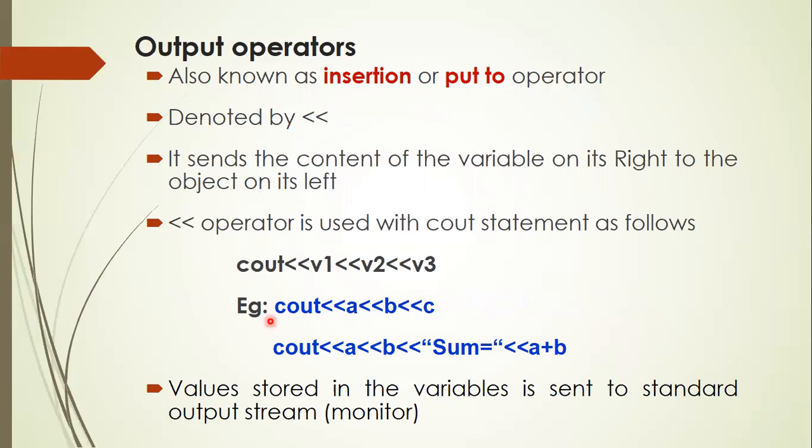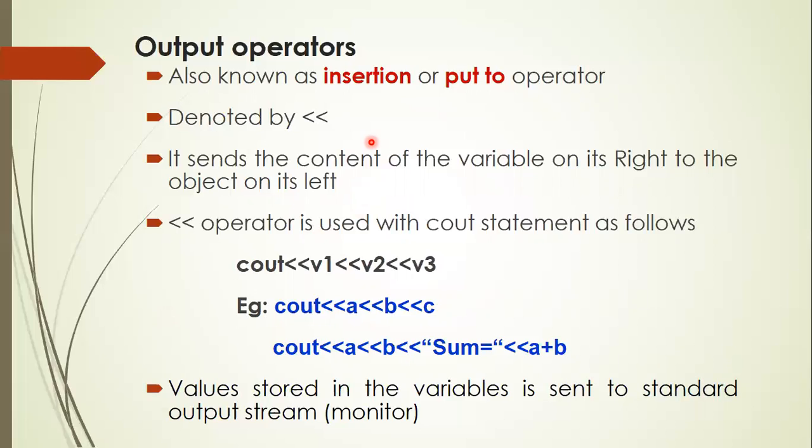The second special operator is the output operator. It's also called an insertion operator, or another name is put to operator. It is denoted by the less than symbol twice. The difference between an input operator and an output operator: the input operator extracts a value from the keyboard and assigns it to the variable. The output operator takes a value from the variable and assigns it to the standard output stream. Generally the standard output stream will be your monitor.